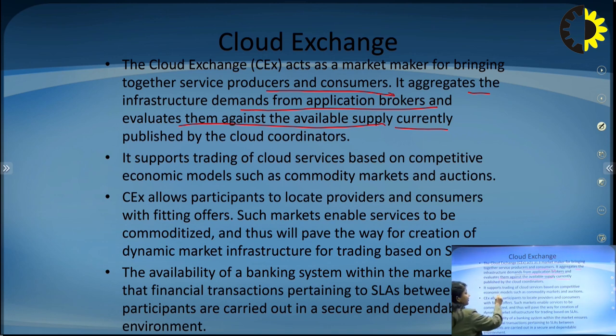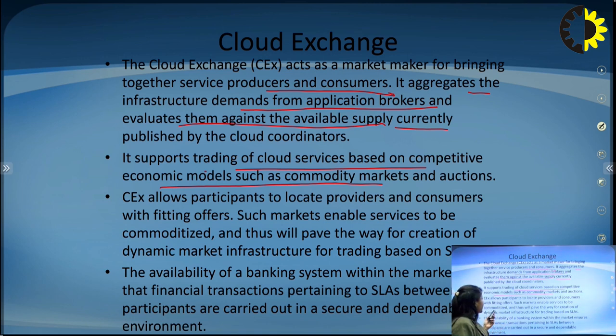It supports the trading of cloud services based on competitive economic models such as the commodity market and the auction. It supports trading, meaning all the providers will gain more money because their servers are going to be leased on the broker side. And if more and more customers avail your service, then the market demand will be high, and so the commodity market will rise.